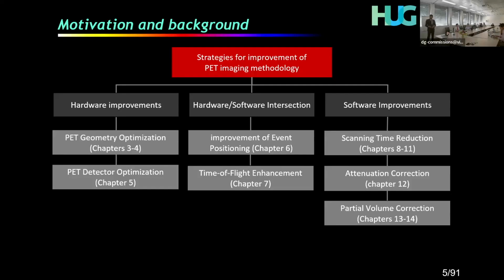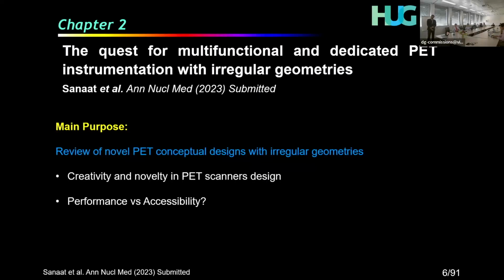So in chapter 2, we started with a review about multifunctional and dedicated PET scanners with irregular geometries. We basically wanted to cover all the creativity and novelty in PET scanner design, and we wanted to discuss the performance versus the accessibility.